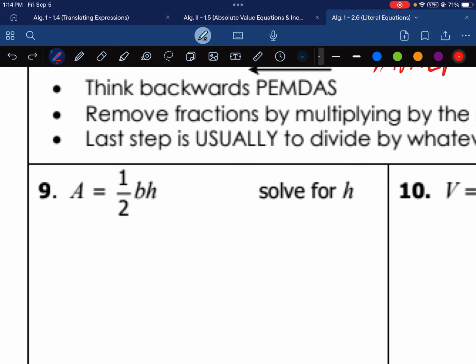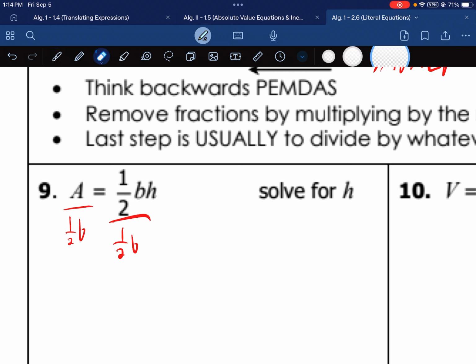Number 9 here, a equals 1/2 b times h. And we're supposed to solve for h here. So h is being multiplied by both 1/2 and b. Now, typically we divide to undo multiplication. So we divide by 1/2 b. However, that gets really messy and we don't like to divide by fractions.